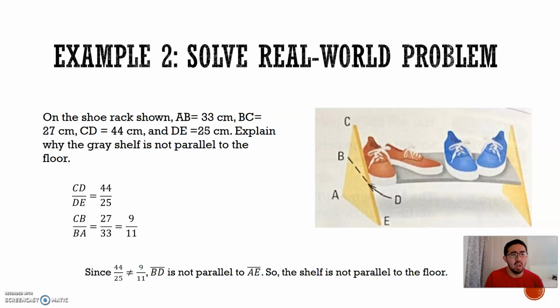CD to DE. Oh, yeah, that's right. Okay, so CD to DE is 44 over 25. And then CB to BA is 27 over 33. These two are not equal proportions. Therefore, this line that cuts this triangle, right, it must not be parallel to this side.